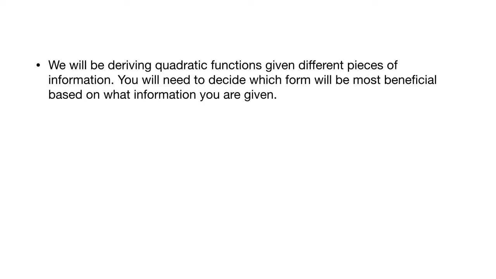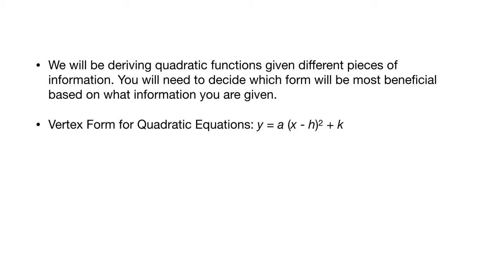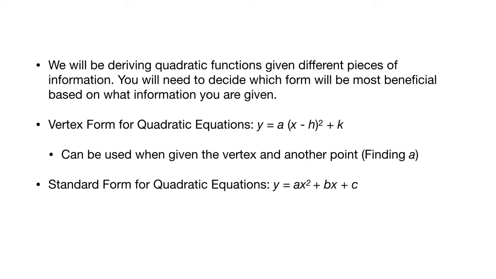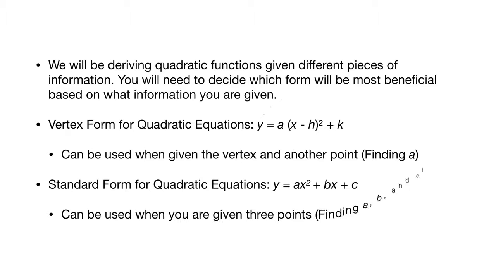Now the two different forms we might be using are vertex form, which we've learned about earlier. That's y equals a times (x minus h) squared plus k, where we need the a value and the vertex. We can use that when we're given the vertex and another point, at which point we'll have to find our a value. Then our second form, behind door number 2 as it were, is standard form, which is y equals ax squared plus bx plus c. We use this when we're given just 3 points. We'll then have to find a, b, and c, and we have a couple ways of doing that.